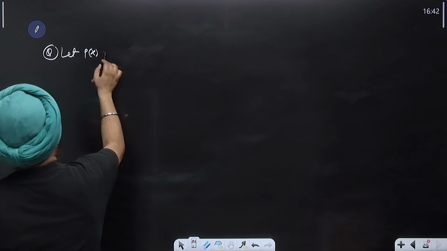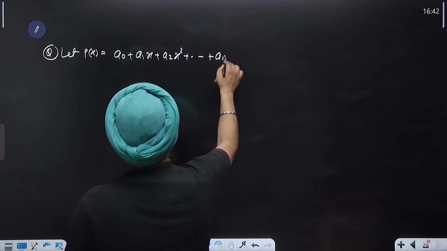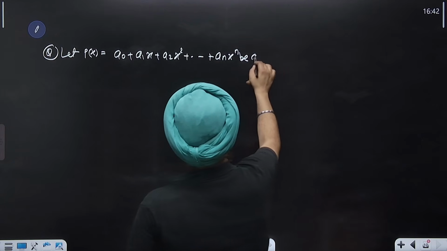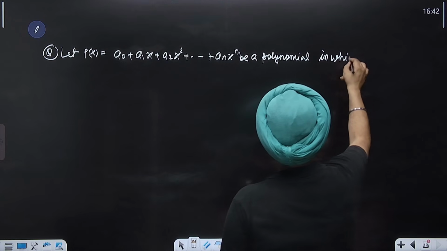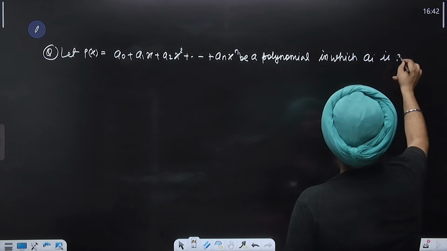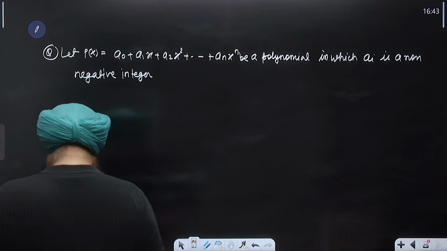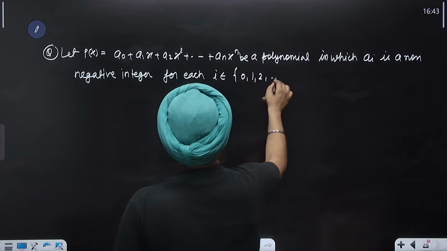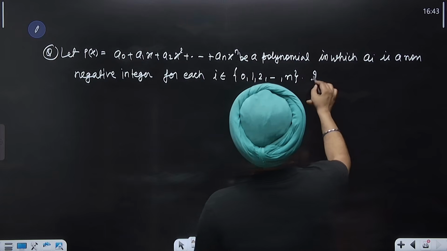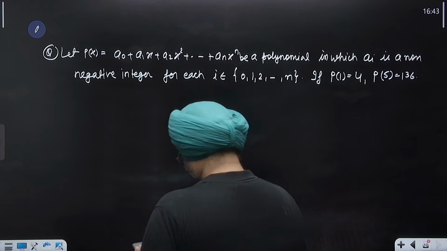Let's take another problem. Let P(x) = a0 + a1x + a2x² + ... + an xⁿ be a polynomial in which ai is a non-negative integer for each i belonging to 0, 1, 2 to n. If P(1) = 4 and P(5) = 136, find P(3).